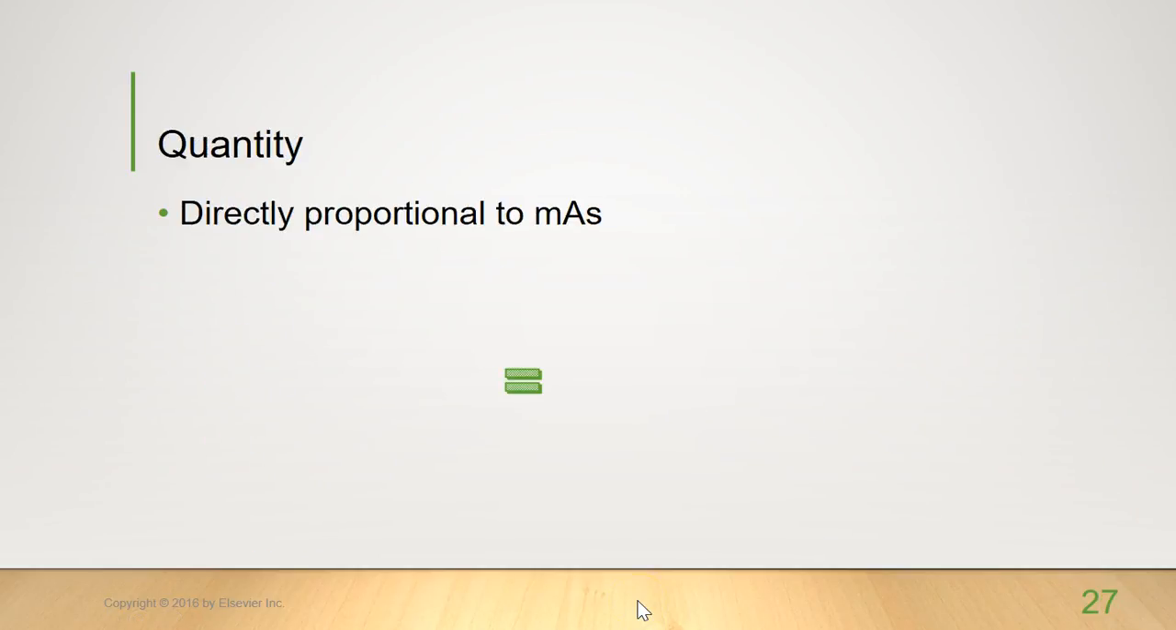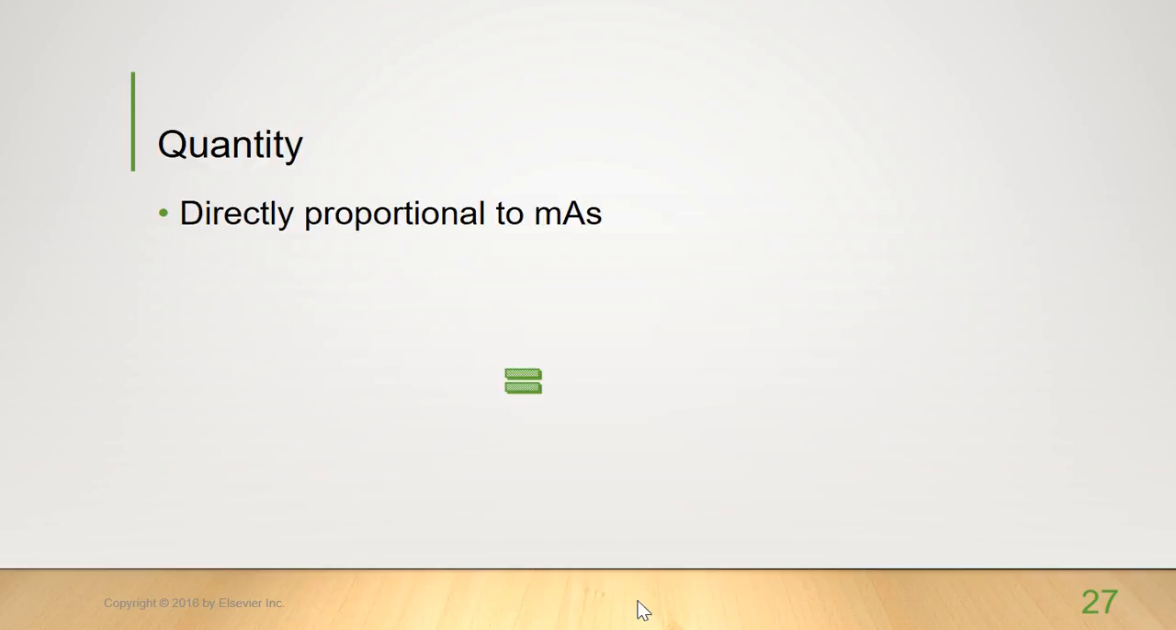Quantity is directly proportional to mass. You could have a statement that asks that exact question. Quantity directly proportional or indirectly? Directly means as one goes up, the other goes up. If one goes down, the other goes down. So they go at the same amount.